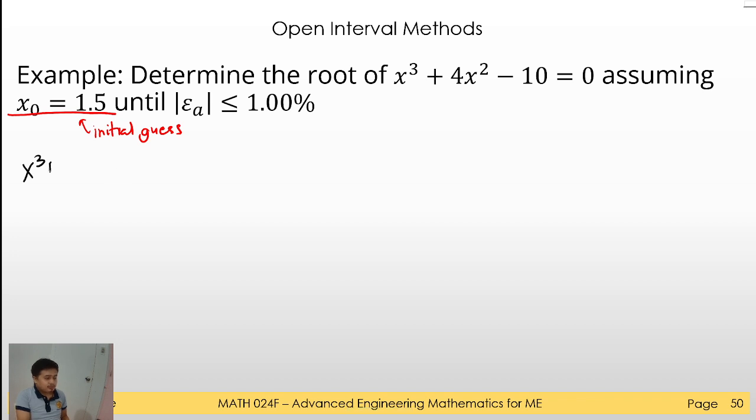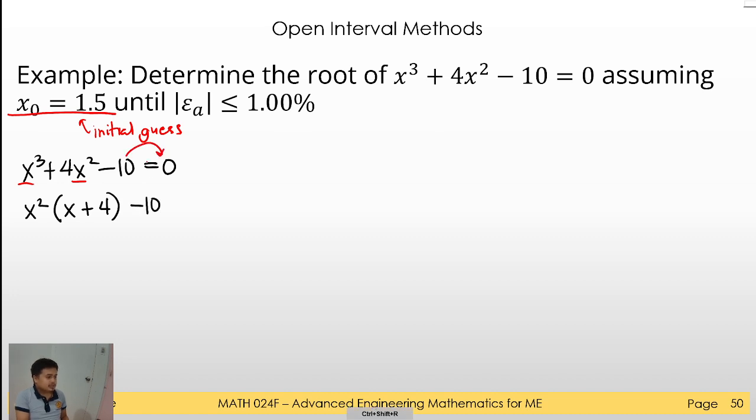So we have x cubed plus 4x squared minus 10 is equal to 0. There are countless ways to achieve a g of x here. So what I will do here, I could just factor out this x squared. So let's try this. Factor out this x squared. We have x plus 4 and then minus 10.